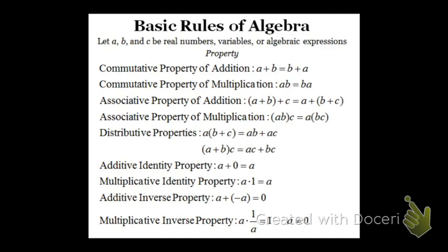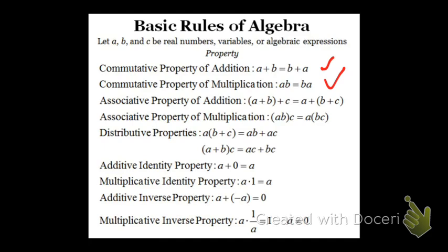Commutative properties deal with two terms, or two quantities. So the commutative property of addition just means you can add two numbers in any order. The commutative property of multiplication means you can multiply two numbers in any order. Like 2 times 3 is equal to 3 times 2.